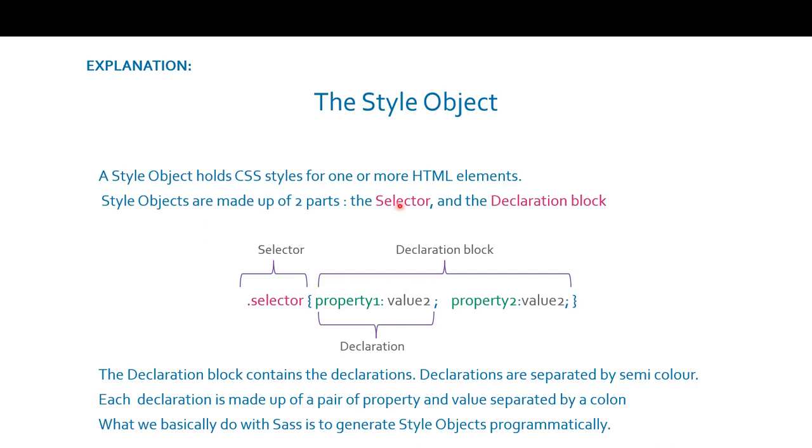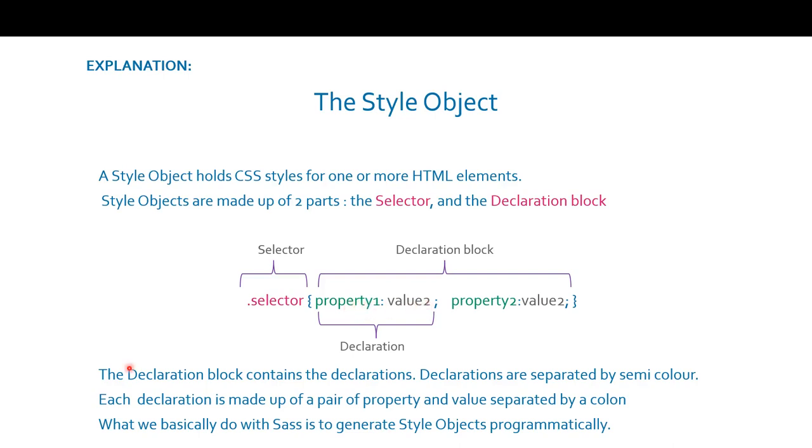Your style object has the selector. This particular selector is used to reference the HTML element. Then you have your declaration block. So this is your selector here. And the whole of this thing inside the curly brackets, the whole of the curly brackets and the content, is known as the declaration block. Then the declaration block contains your declarations. Inside this declaration block, you have your declarations, and your declarations are separated by a semicolon. In this case, we have two declarations, property one and value one.